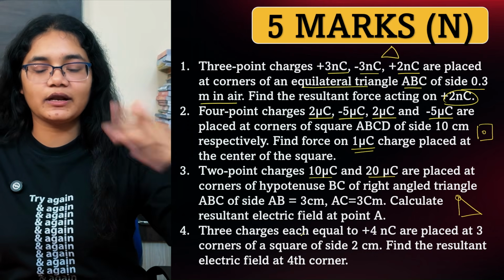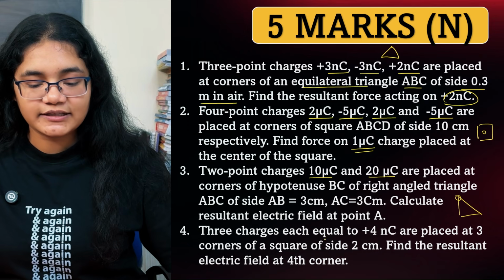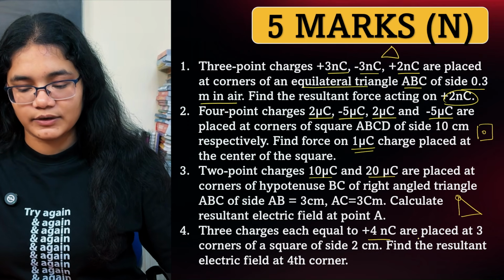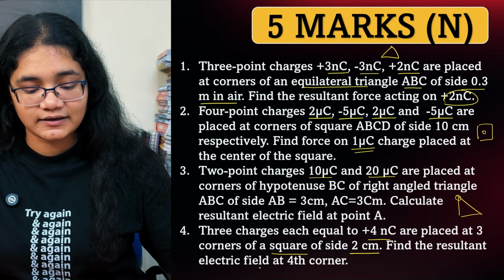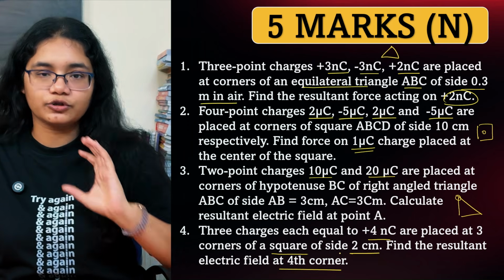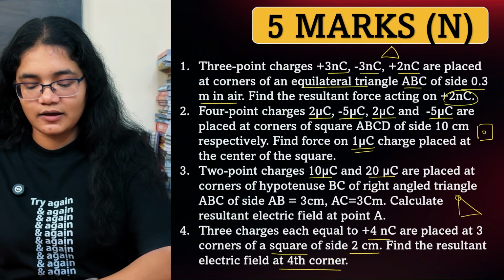So you can see what type of questions are asked, which shapes are used, and similar questions you have to practice. Three charges each of 4 nanocoulomb are placed at three corners of a square of side 2 centimeter. Find the resultant electric field at the fourth corner. So three corners are given, fourth corner is missing. So questions like this can also be asked.